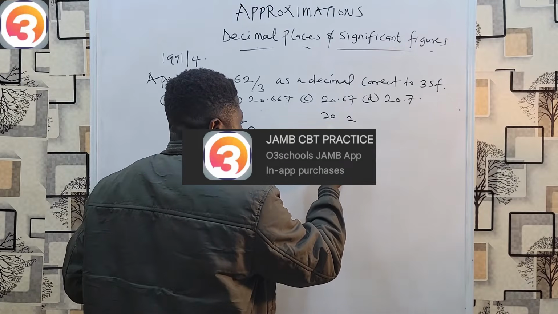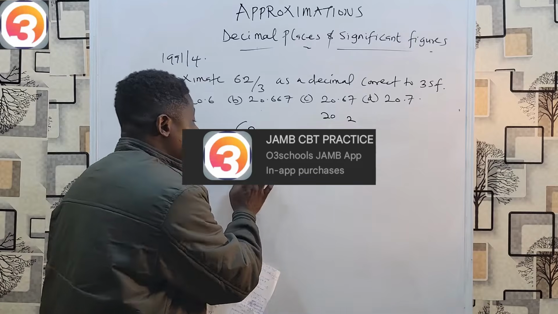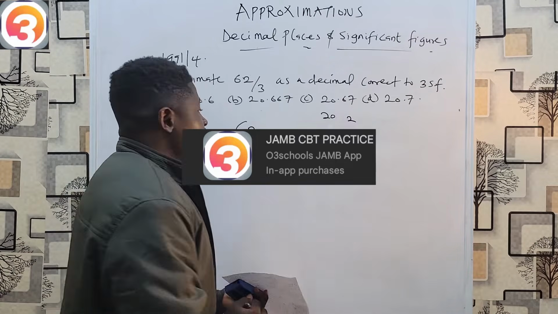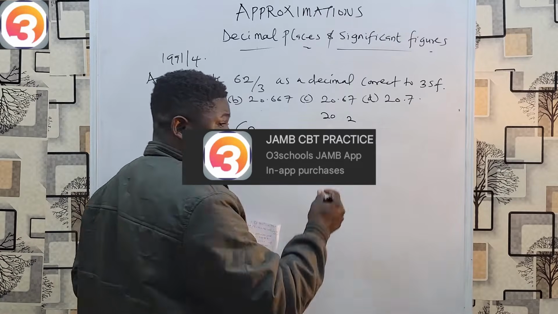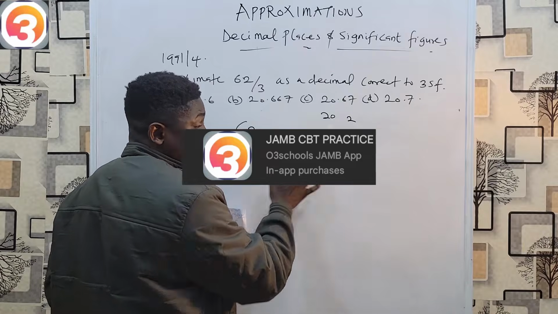So if you continue like that, or you press your calculator, see, there's no time. There's no need to be wasting your time. Press the calculator. 62 over 3 is what? 20.666. So if you round up that last one, you have 7, right? So let's say this is the answer our calculator gave us.